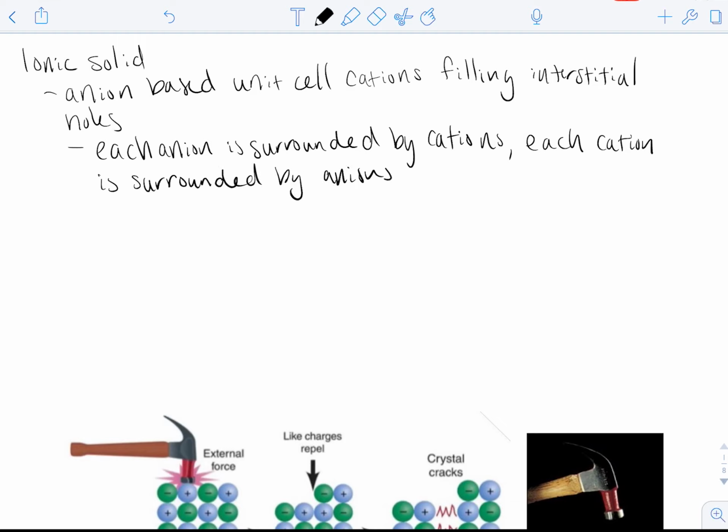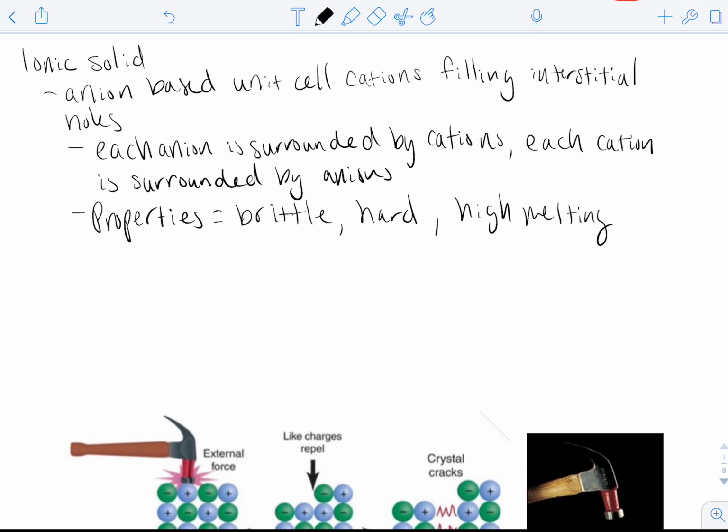Okay, so it is this structure that causes us to get the properties of our ionic compounds. So here are properties. First we have a brittle substance. It's hard and it's high melting.